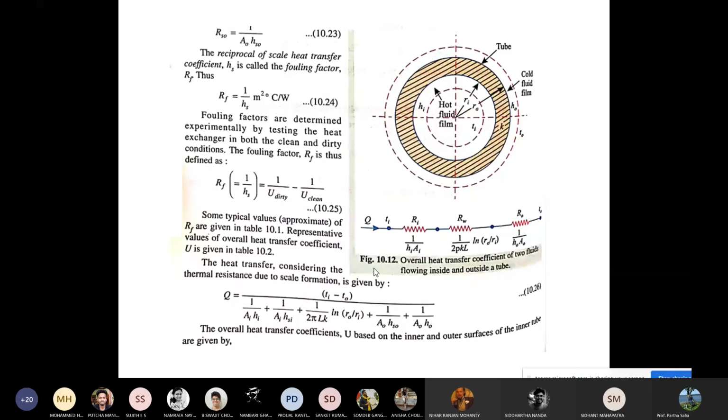Now, when we consider the heat transfer, considering the thermal resistance due to scale, we express it with this expression, the same concept.